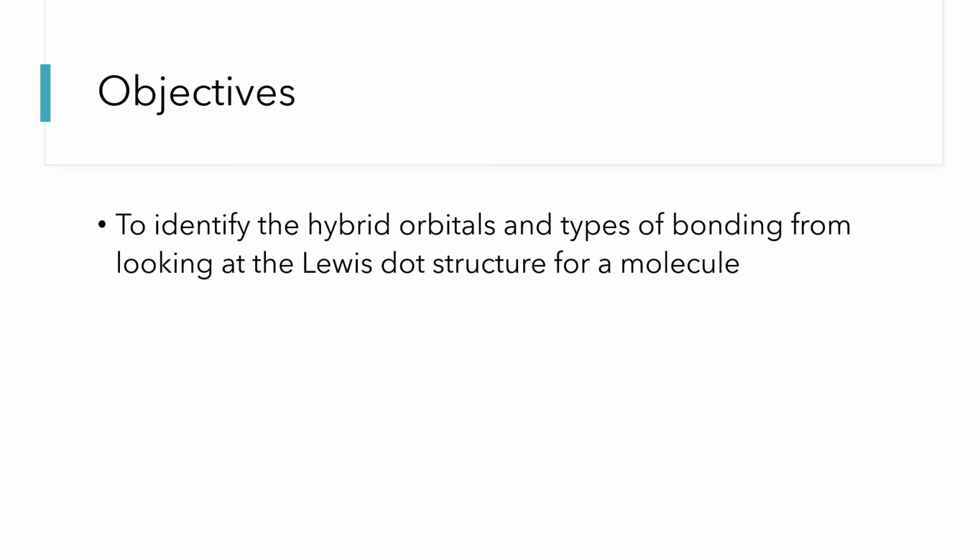In this video, we work some examples of how to identify the hybrid orbitals involved and the types of bonds, sigma versus pi, from looking at the Lewis dot structure for a molecule.